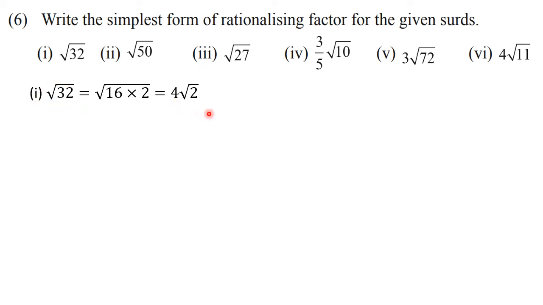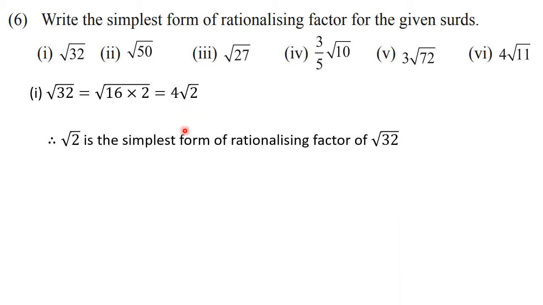Now we have to write down the rationalizing factor. That means by what number we should multiply here so that we will get a rational number. So always think of the irrational part. That is your rationalizing factor. So here in this case, root 2 is the simplest form of rationalizing factor for root 32. See, root 32 into root 2. 32 into 2 is what? 64, which is a perfect square. That is, the answer we will get is 8, which is a rational number. So in this way we can find out the simplest form.